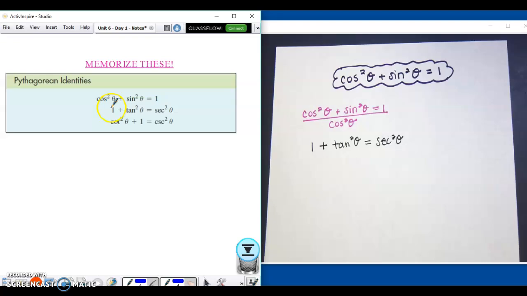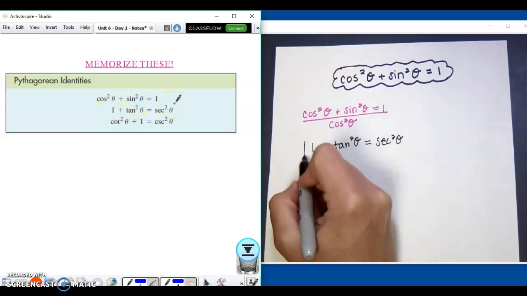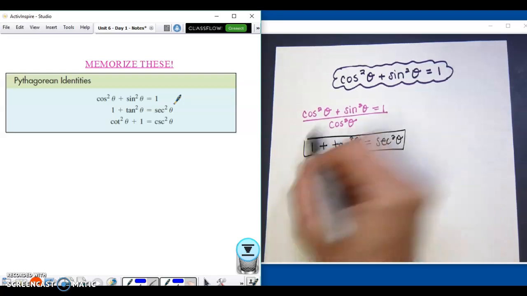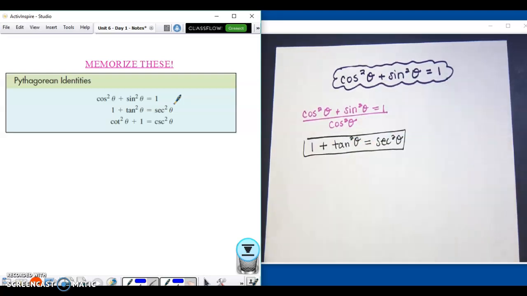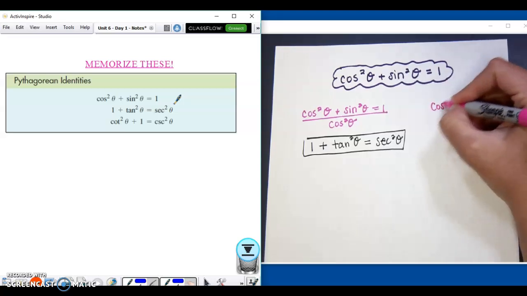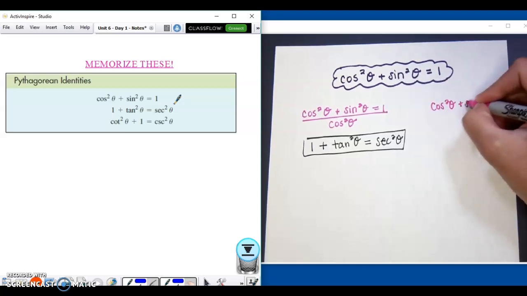So take a look at your second formula there, and that is the formula we have here. So we knew the first one, we could figure out the second one. So then we're going to do the same thing to get that last formula.